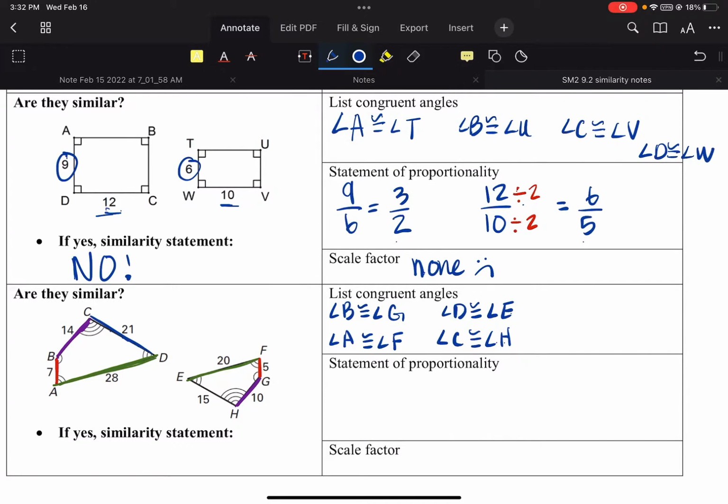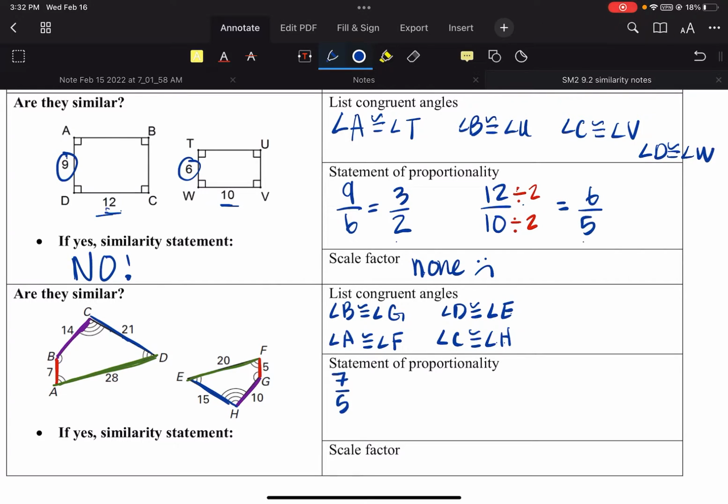Okay. So the reason I'm color coding these is just so that we can see the corresponding side lengths. Because when you write your statement of proportionality, you have to make sure that you pair up the right sides together. So for example, when I start making my fractions, I'll do the red sides first. That's 7/5.